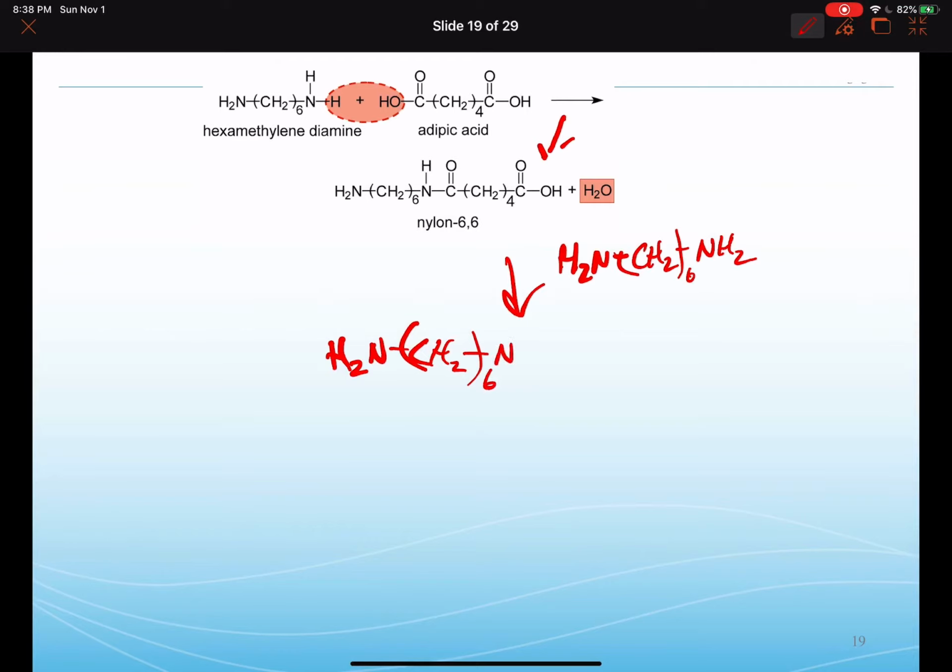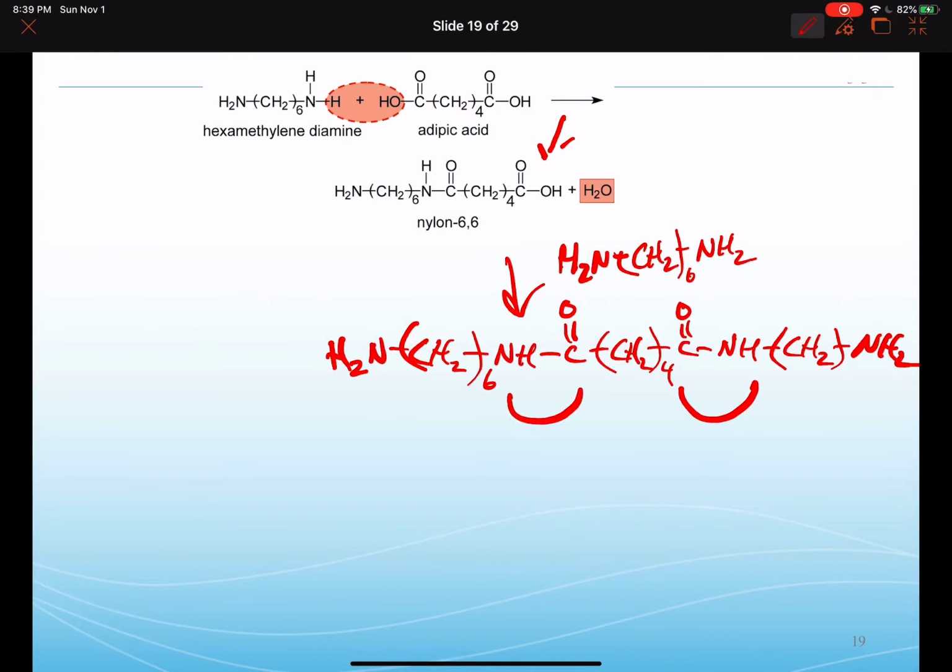H2N6 and H, showing our first amide that we had originally, CH2, we have 4 of those, and now we have our new amide, and now our new remaining fragments from the hexamethylene diamine. So here we have an amide and an amide on the same chain.